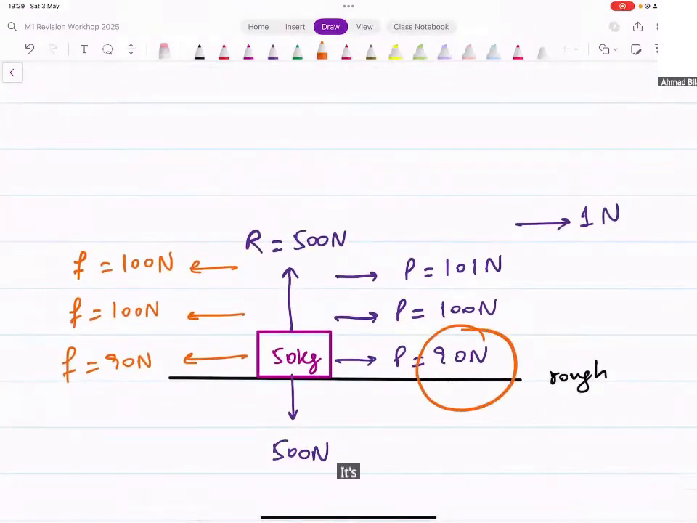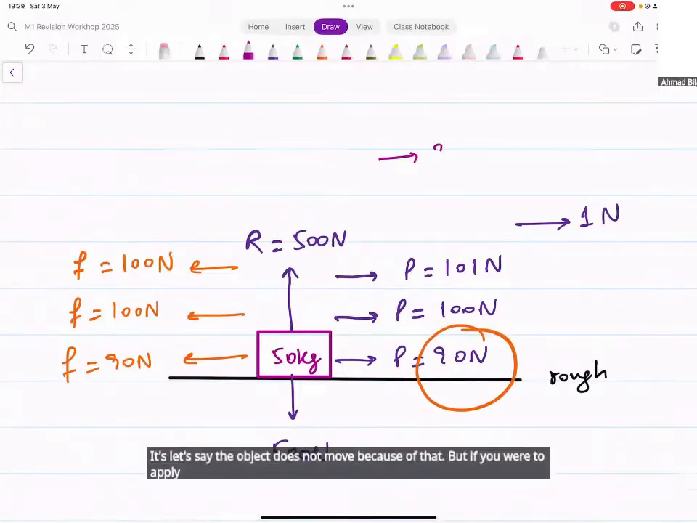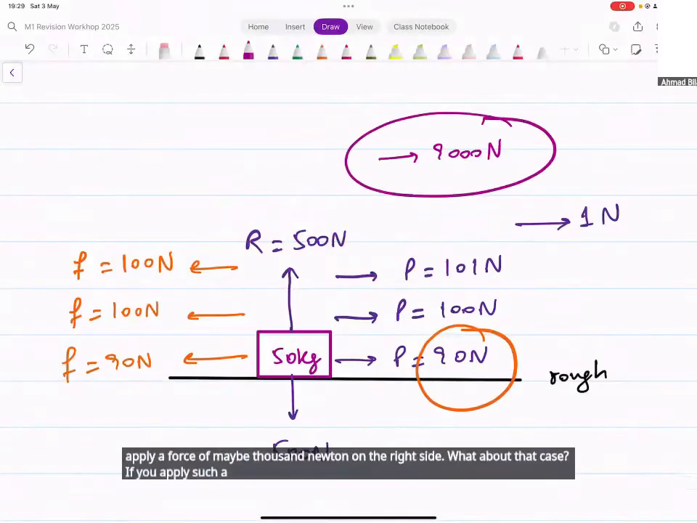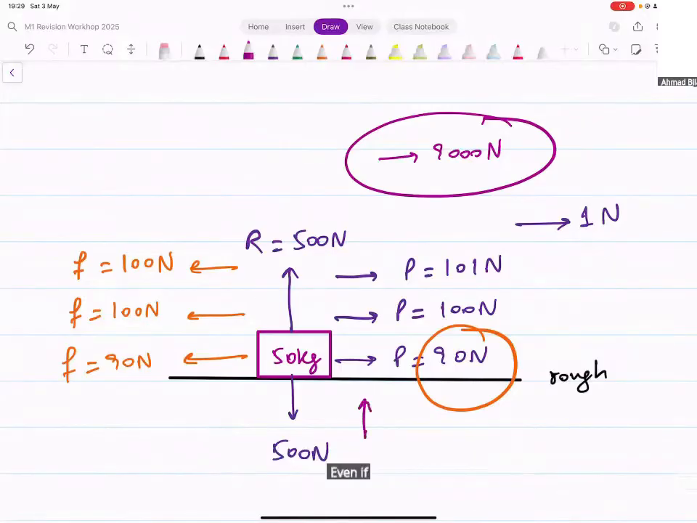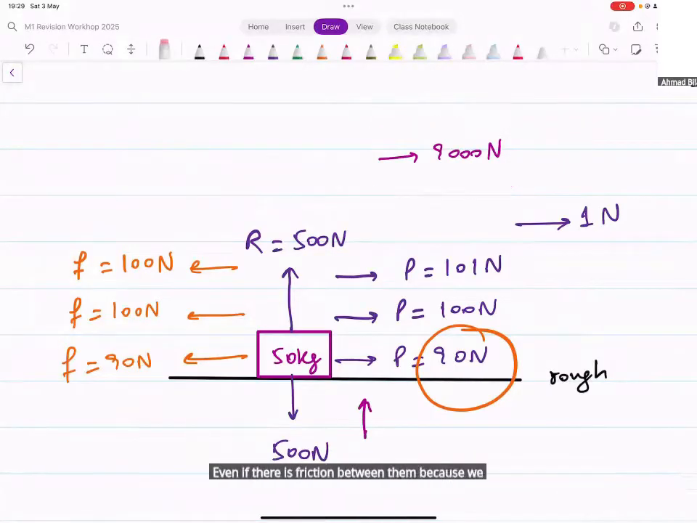let's say the object does not move because of that. But if you were to apply a force of maybe 9,000 Newton on the right side, what about that case? If you apply such a large force, it's very likely that the object will start moving, even if there is friction between them, because we're applying such a large force.